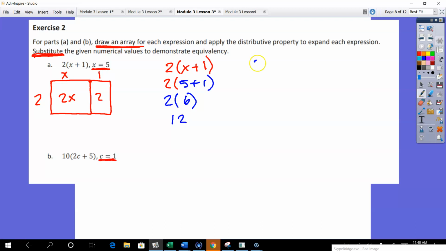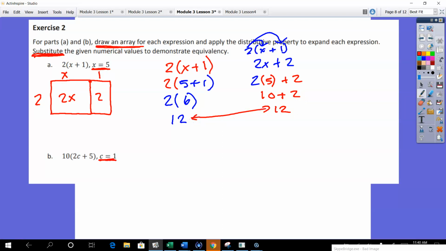What we have inside is 2x plus 2, because 2 times x and then 2 times 1. So if we plug in 2 times x, we said is going to be 5, plus 2. 2 times 5 is 10, and 10 plus 2 is 12. So yes, it did work. And it was correct.